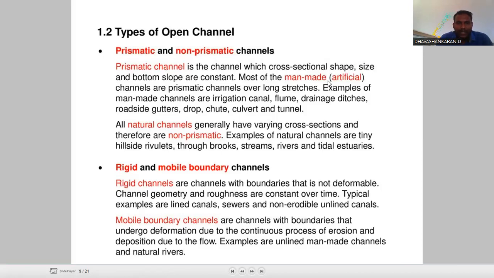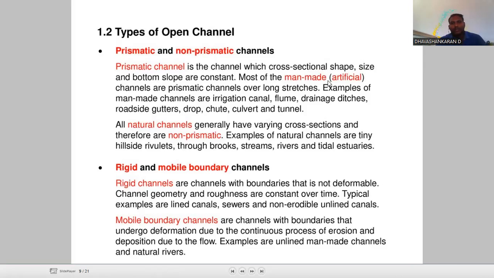When compared with the non-prismatic channel, it does not have this regularity; it has a varying cross-section from point to point. A non-prismatic channel has a varying cross-section. Examples of natural channels are tiny hilly rivulets, brooks, streams, and rivers. Those are non-prismatic channels.